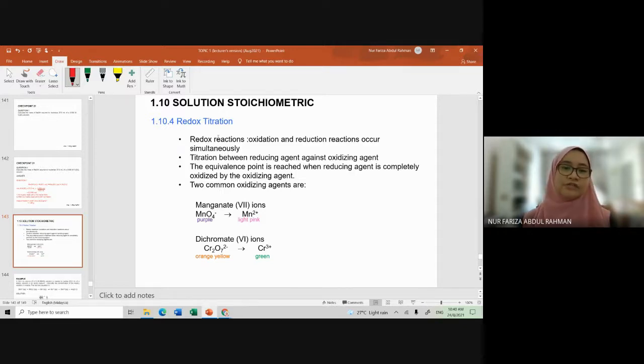So the technique used is still titration. Okay, it's basically the same as what we have for acid-base titration. It's just that the reaction here is known as redox reaction. For acid-base titration, the reaction is called a neutralization reaction. For redox, it is called redox, oxidation and reduction reaction. So it involves titration.